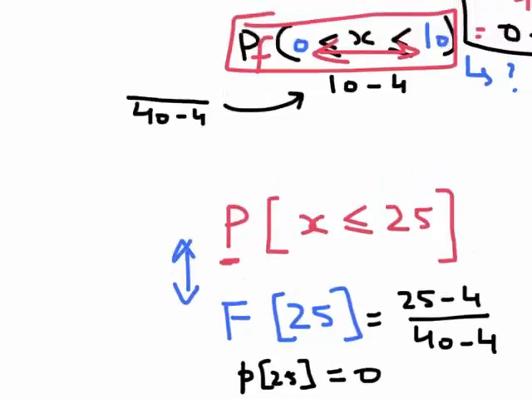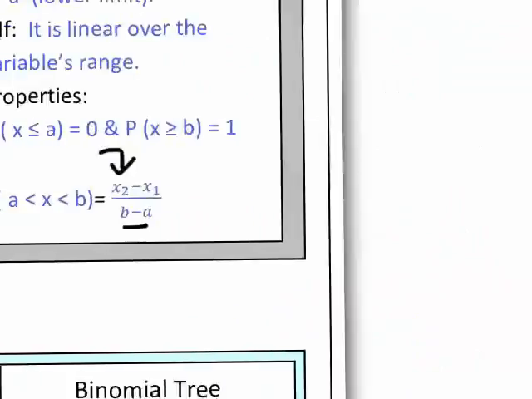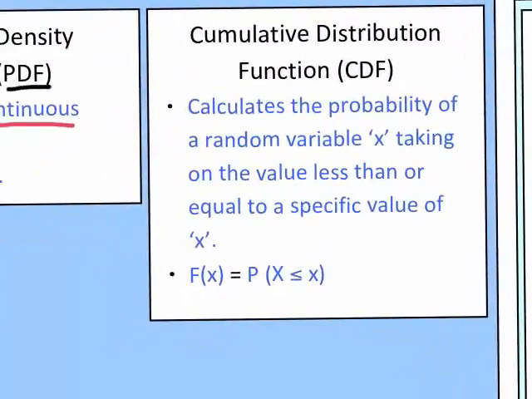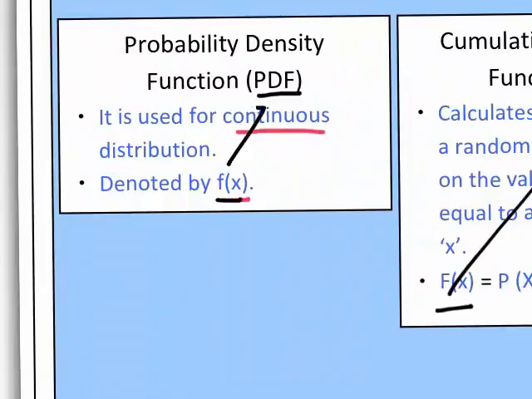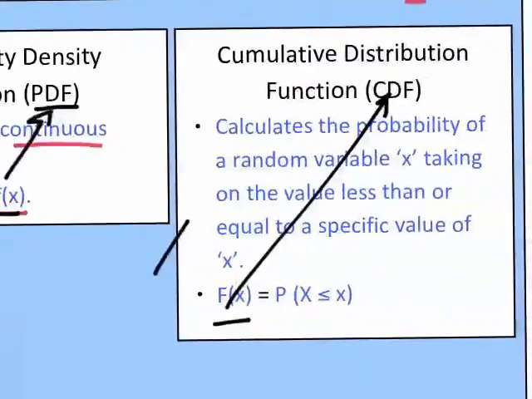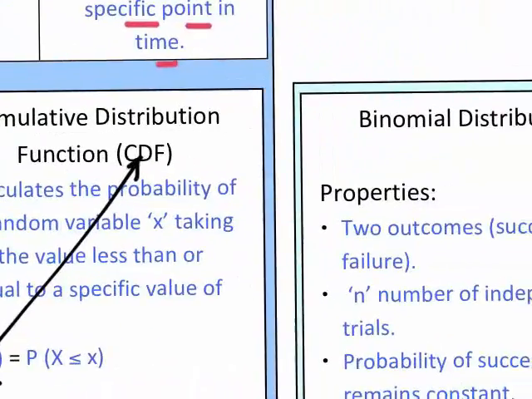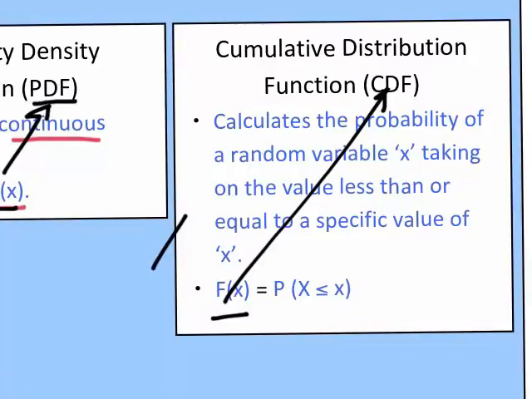So what about small f? Well, small f is used for a range. So instead of using P, we can use small f for a range. So small f is for a range, capital F is for up to. And this capital F has a name. This is called CDF. So capital F is CDF and small f is PDF. And both are for continuous. By the way, this capital F can be used for discrete as well.